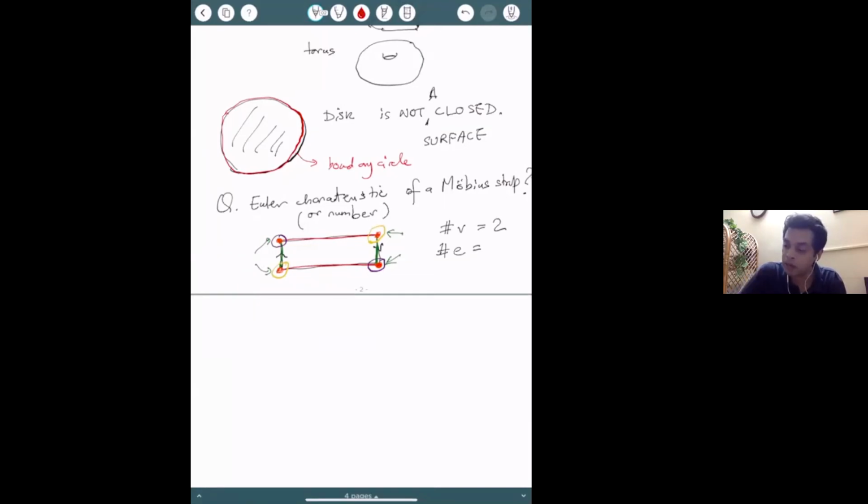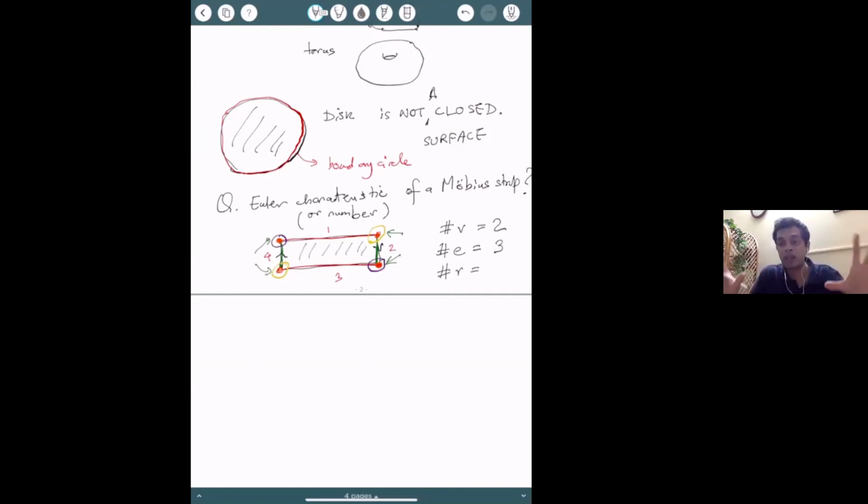Right? So you have sort of 1, 2, 3, 4, but 2 and 4 are identified. So you identify, you're gluing them. So you see that the number of edges has to be 3, okay? And the number of regions or faces, whatever you want to call it, is 1, right? Because there's this inside of this Mobius strip, which is a single face.